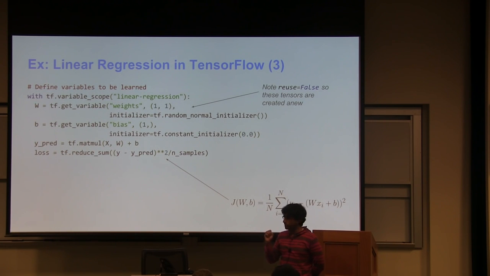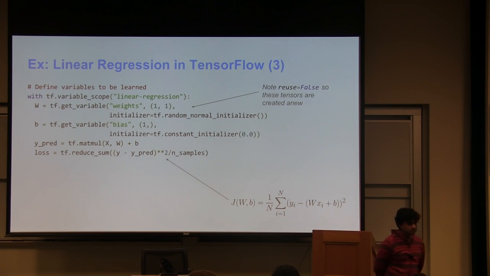I don't know if I repeated the question. The question is, do we need to use getVariable, or can we use tf.Variable directly? And the answer is you can use it directly. It's just messier.